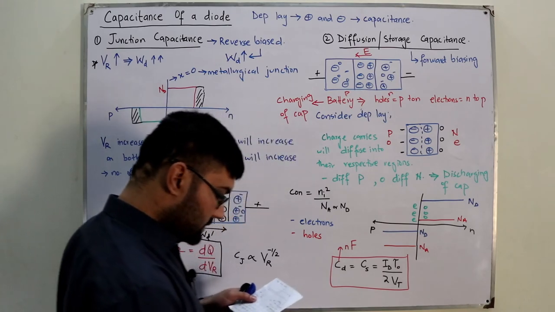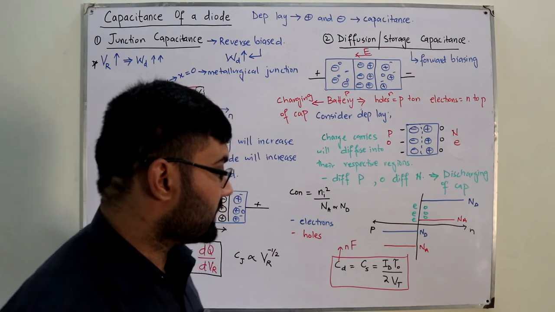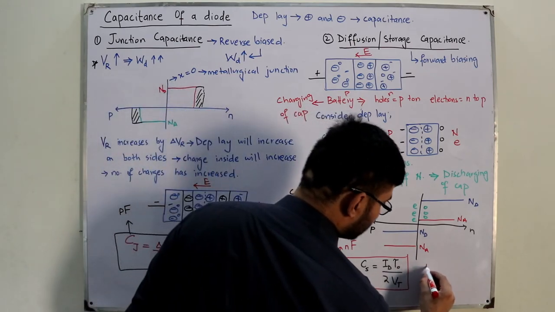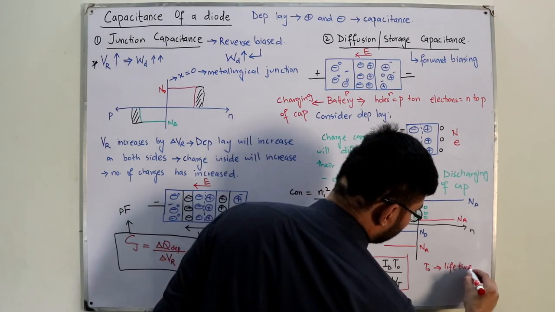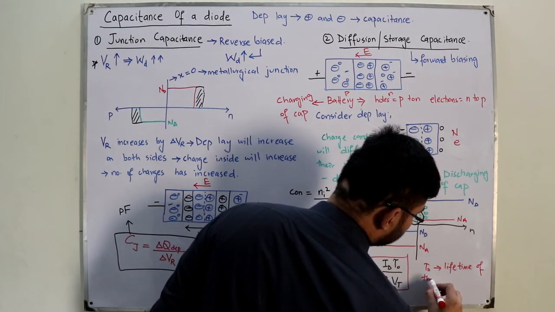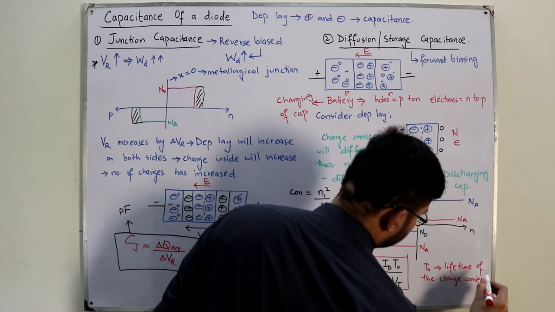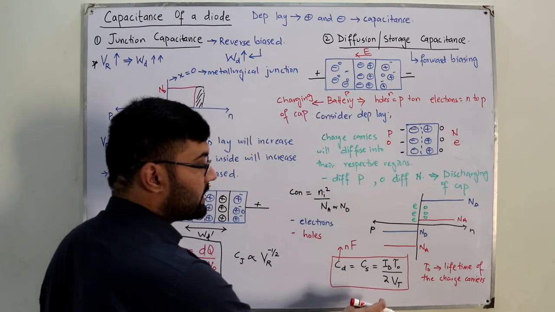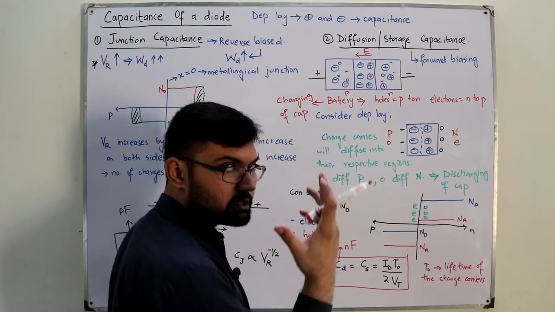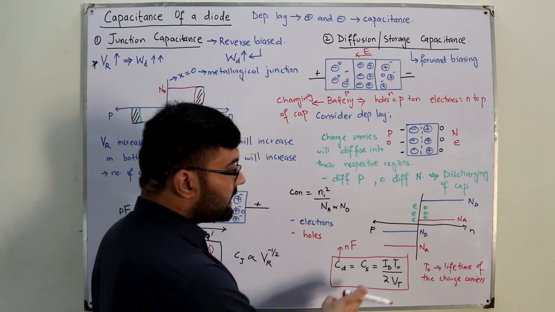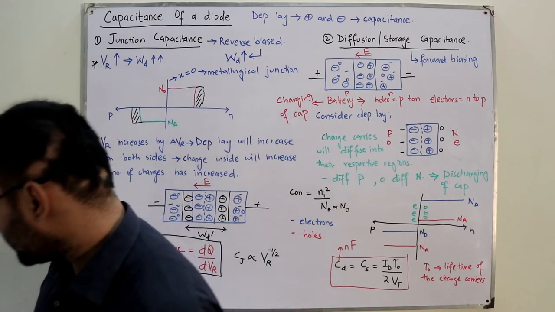Fine. And what is this tau naught? So this is the lifetime of the charge carriers. And I will tell you what this means. Tau naught, the book has, lifetime of the charge carriers. Vt is the thermal voltage; you have a value at room temperature, that is 26 millivolt, I don't remember if you know it. And Id is the diode current. So I believe that is it.